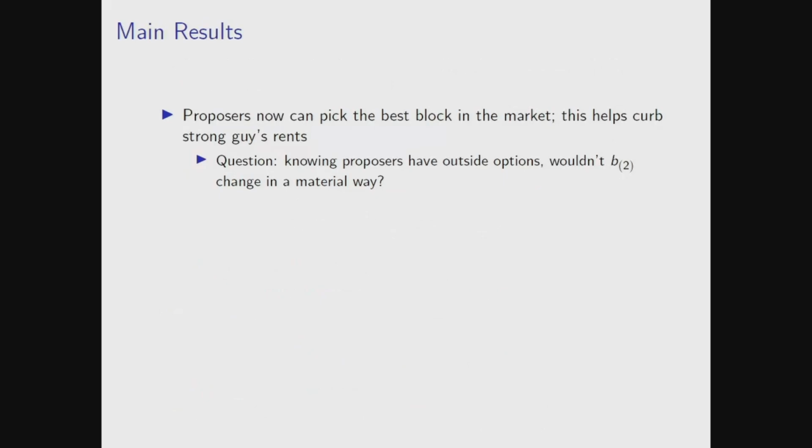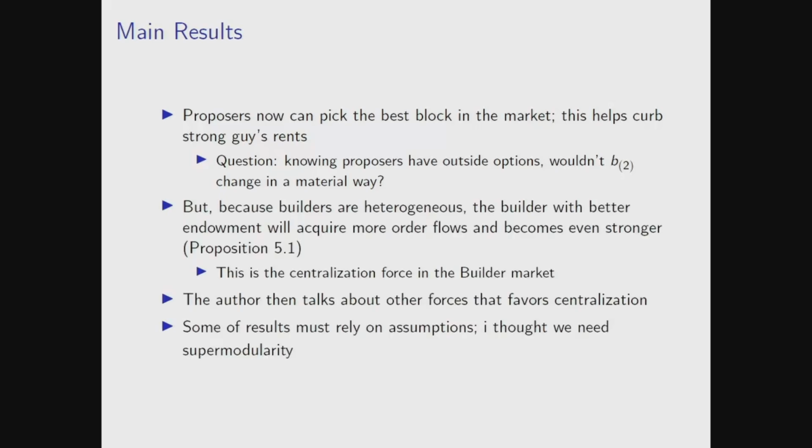Okay, so the main results. You have this machinery, and the main result is very simple. The proposers now can pick the best block in the market. This helps curb the strong guy's rent, the strong guy as a proposer. That's because the best block on the market is available to everybody, every proposer, at that level of the playing field. Okay, there's some question, but it's not important. I already communicated with them about this.